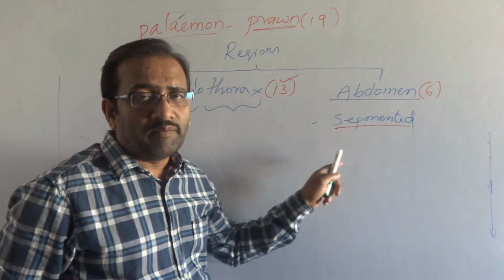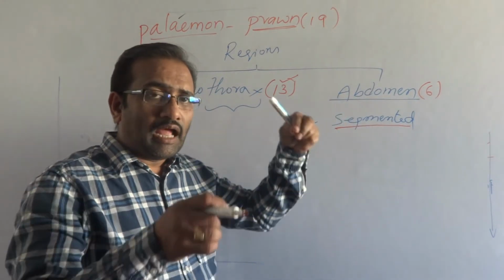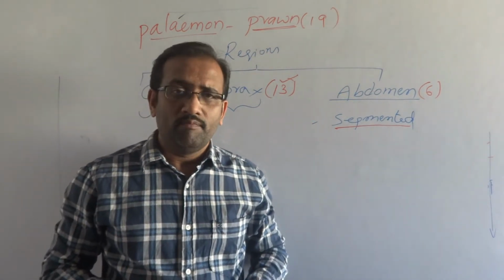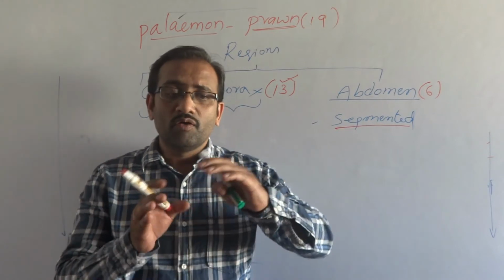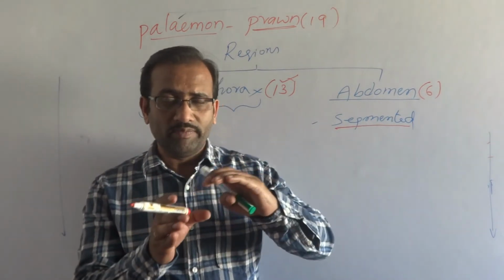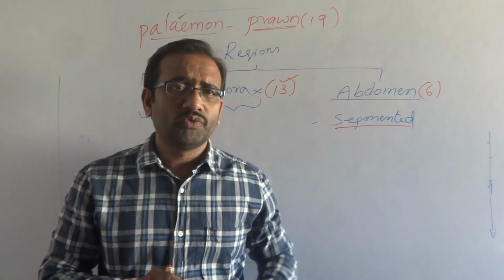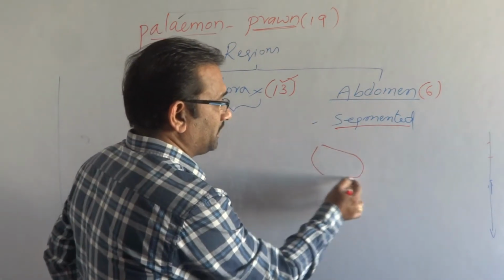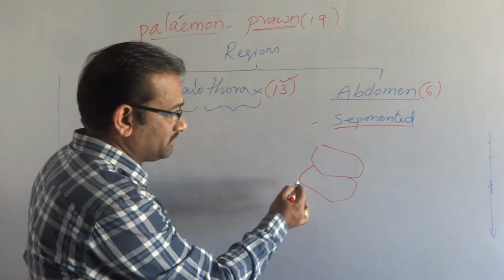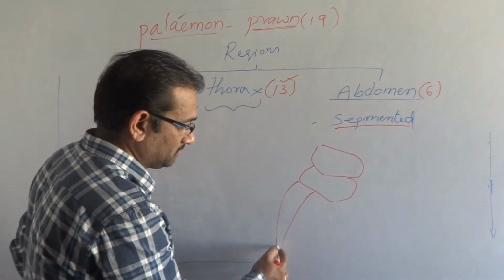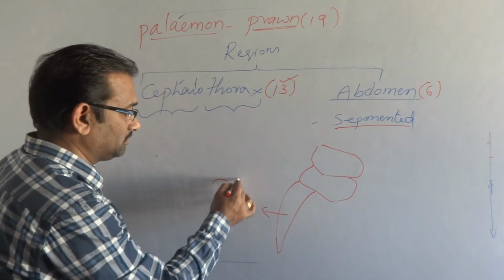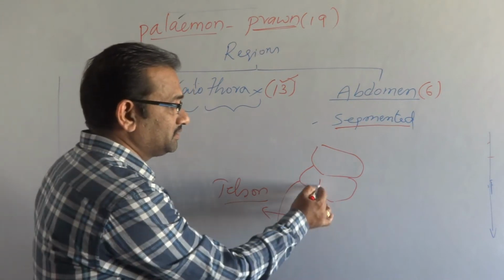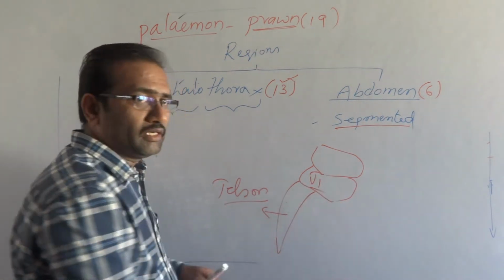And each segment is attached with a membrane called the arthrodial membrane, which is useful for the movement of the abdominal segments. The last part of the abdomen, after the sixth segment, is the telson. Telson is not considered as a segment. This is the 6th segment.